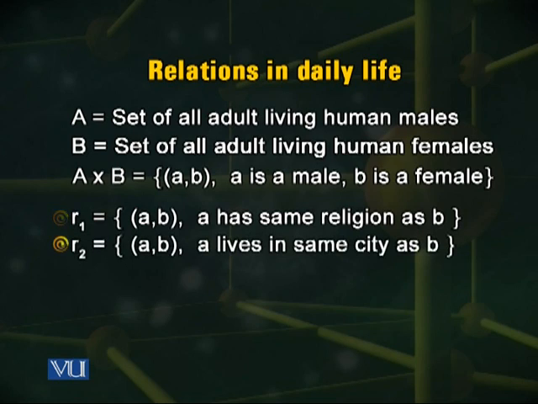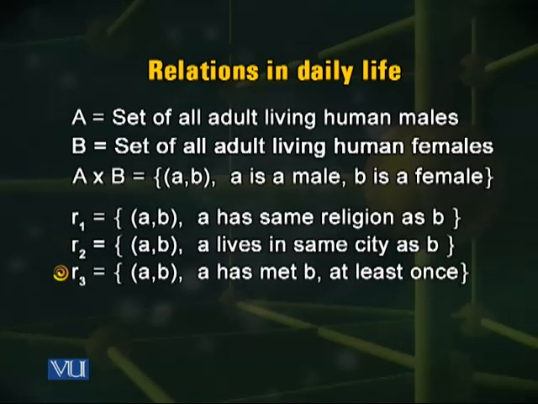Let's look at the second relation, which is slightly more restrictive. It is all those pairs of male and female such that they live in the same city. So if you take any male A, then the collection of pairs of that male and other females who live in the city could be in the million range or slightly less or more. The third relationship is even more restrictive.